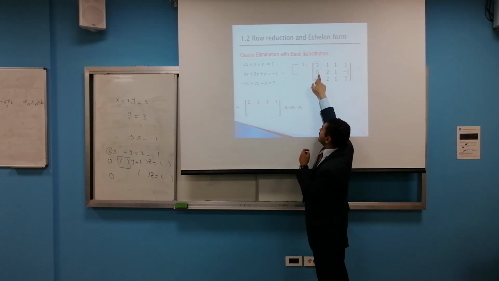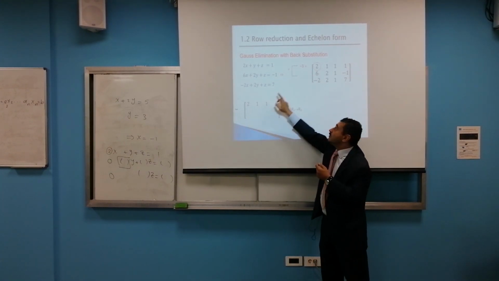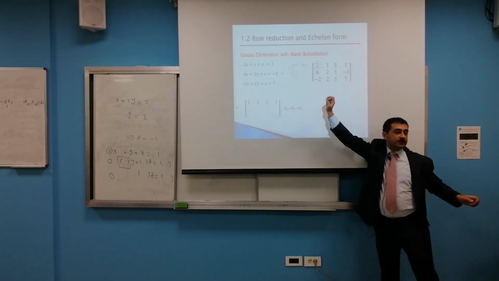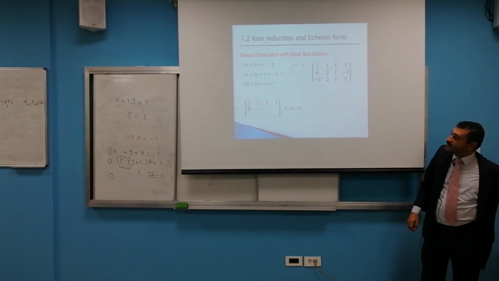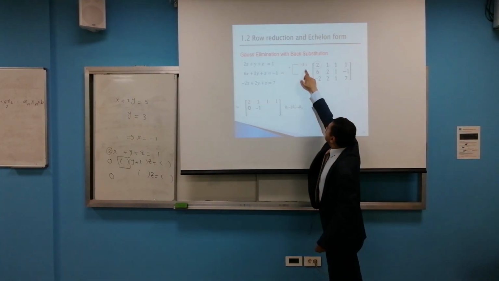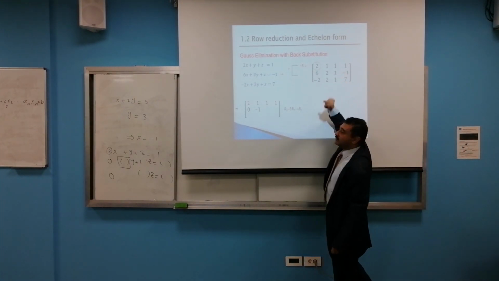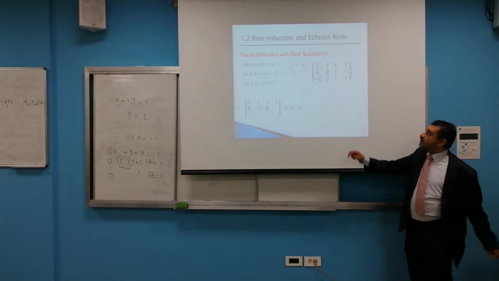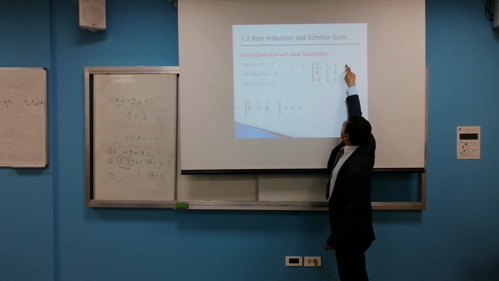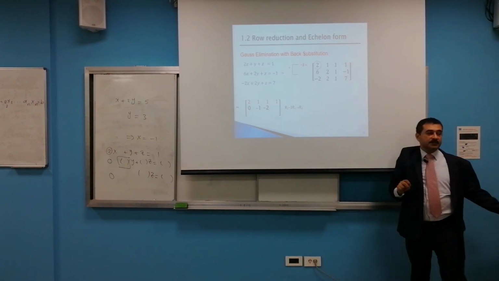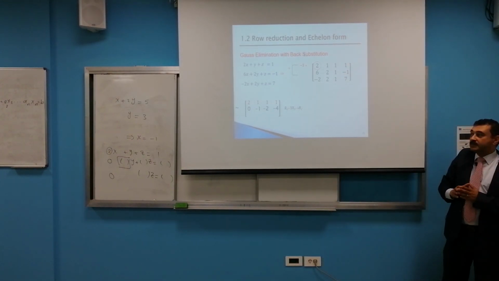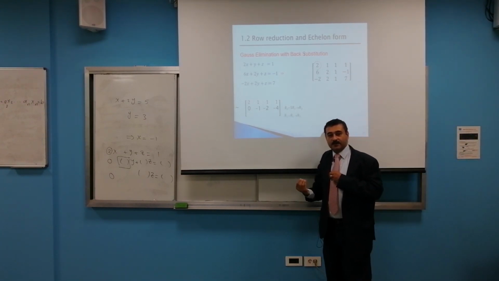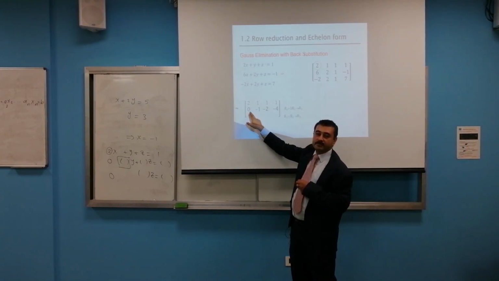You'll have here minus 6 plus 6, you will get here 0. And then negative 3 plus 2, negative 1. And then negative 3 plus 1, negative 2, and then negative 3 minus 1, negative 4. So this is the step for elimination of x from the second equation.